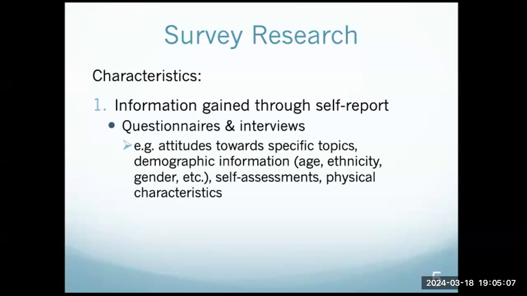So some examples of information we collect through surveys are demographic variables, such as somebody's age, their ethnicity, their gender identification, those kind of things. We might even ask questions about physical characteristics, right? Hair color or things that we can easily observe. We can just ask through self-report.